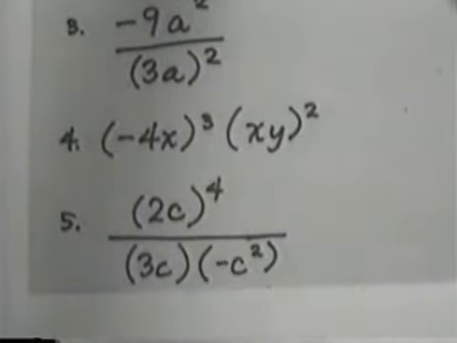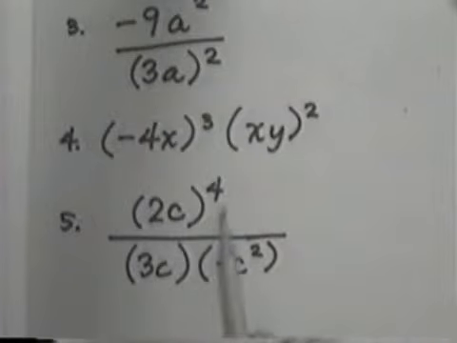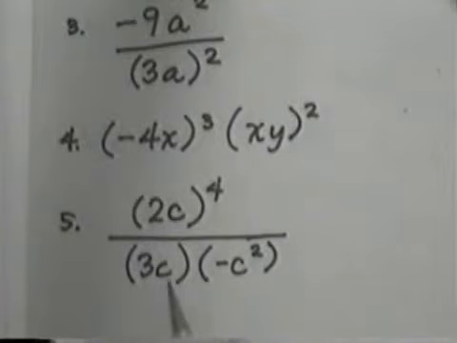Exercise 5. In the numerator, parentheses around 2c, close the parentheses, exponent 4. In the denominator, in the first set of parentheses, 3c. Beside it, in the second set of parentheses, minus c to the power 2.